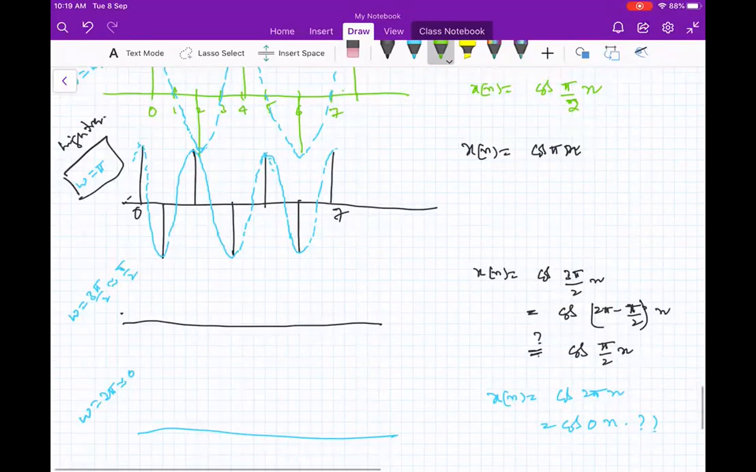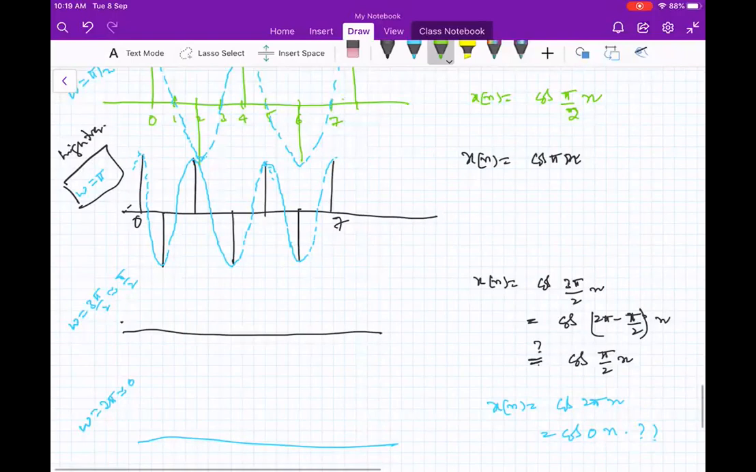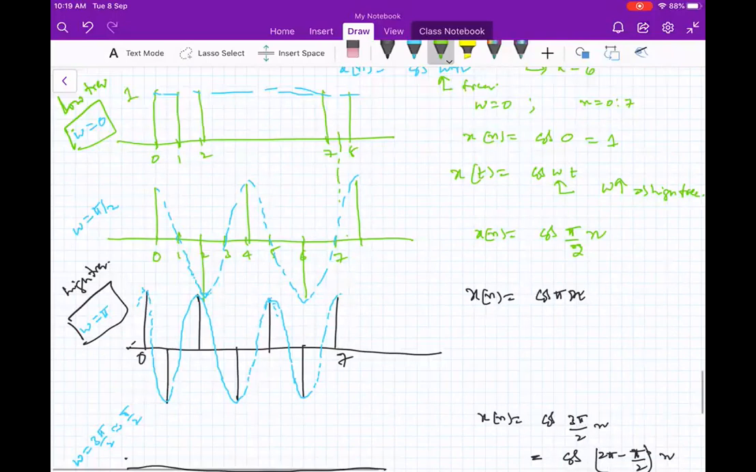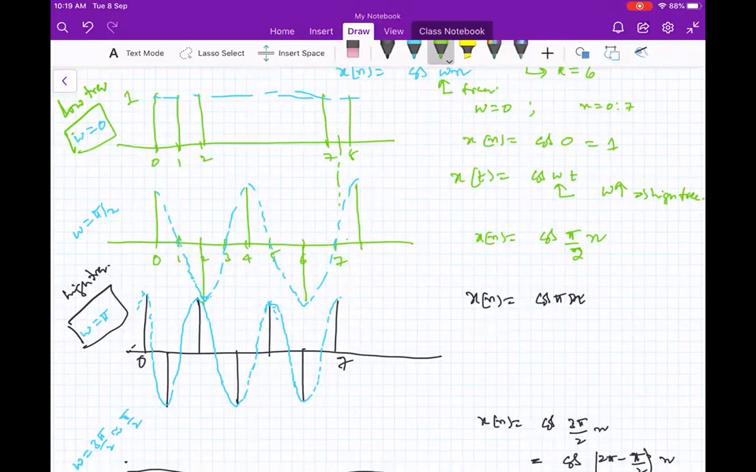Now I said we have another definition of frequency. What do you think is another definition of frequency here? One is that this is low frequency and this is high frequency, based on the rate of change of amplitudes. Any other way of defining the frequency here? Number of samples, sir. It's a discrete frequency I would like to define.